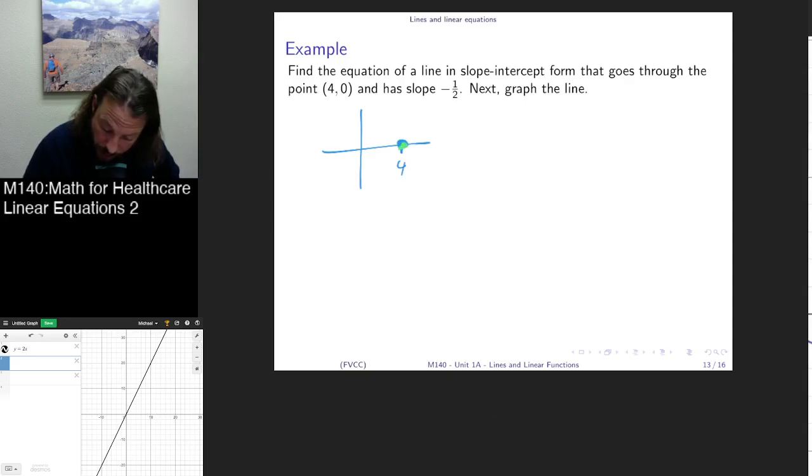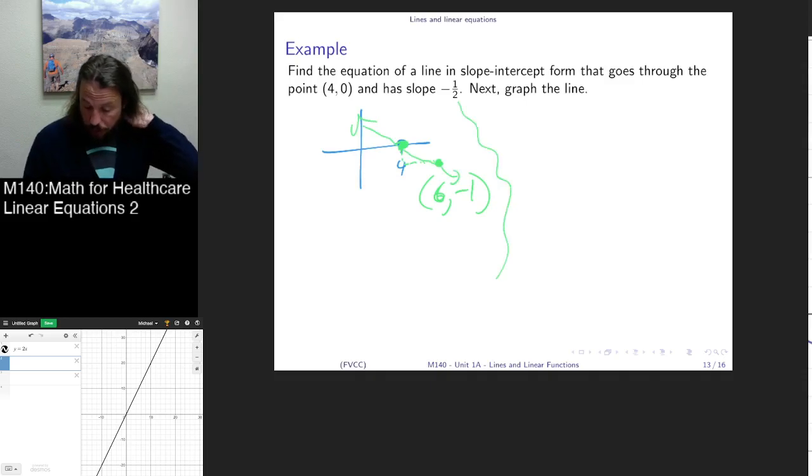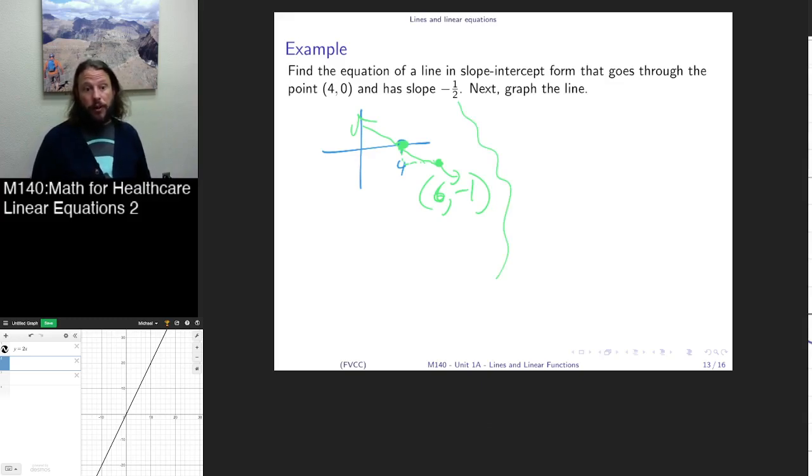And if we recall, it's a negative slope. So I could go down 1 and to the right 2. That would put me at the point (6, -1), because I went right 2 and down 1. And so the sketch of this looks something like that. That's what I call the geometric viewpoint of that line. And what we want to do is look at the algebraic.